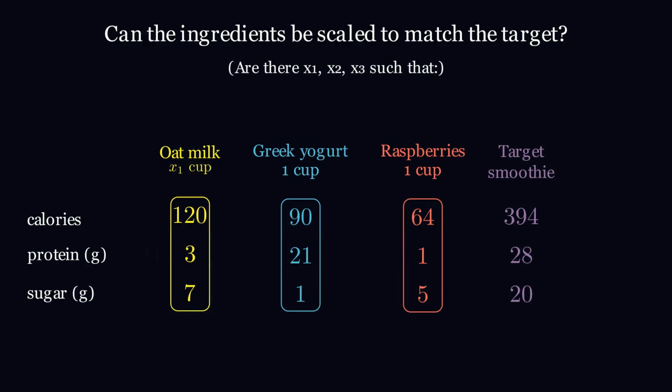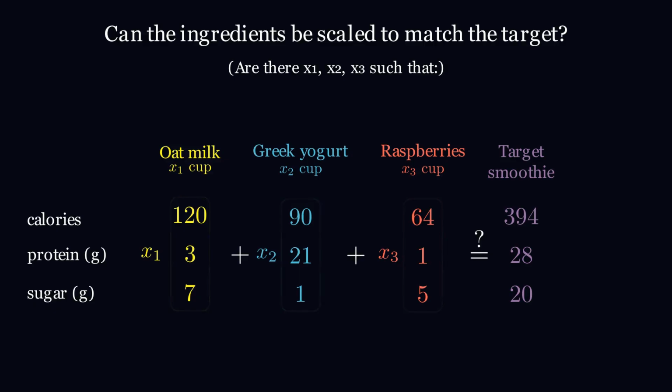Let x1, x2, and x3 be the number of cups of oat milk, Greek yogurt, and raspberries, respectively. Think of each ingredient column as a building block. We are asking whether a weighted combination of these columns can equal the target column. For now, I'll call this the column viewpoint of a system, but we will define it properly later.